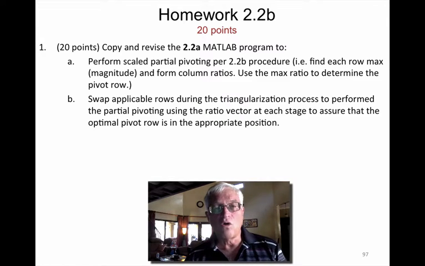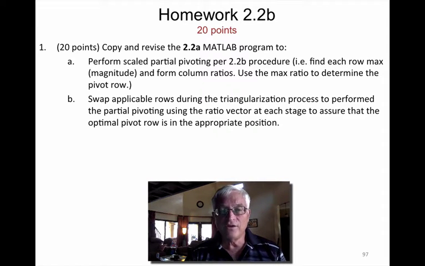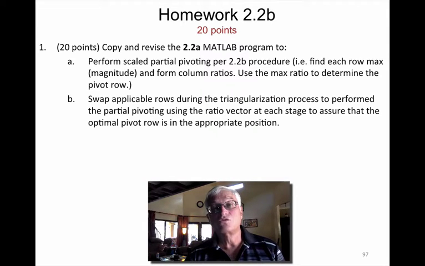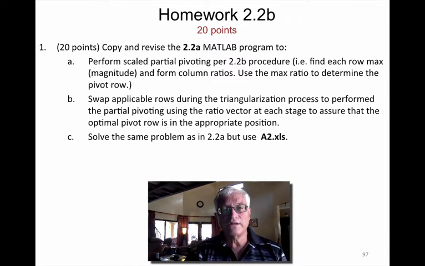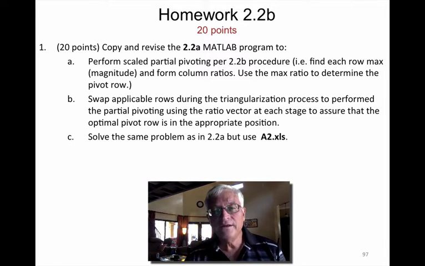Okay, you're going to swap the rows just like we did before, except the choice of which row you exchange is based on the scaled value, which is the value in the column for a particular row divided by the row maximum, and then take the absolute value. The largest one of those ratios will be the row that you swap with the pivot row at the time. Okay, so that's how you're going to work that. Other than that, this is the same problem as in 2.2a.